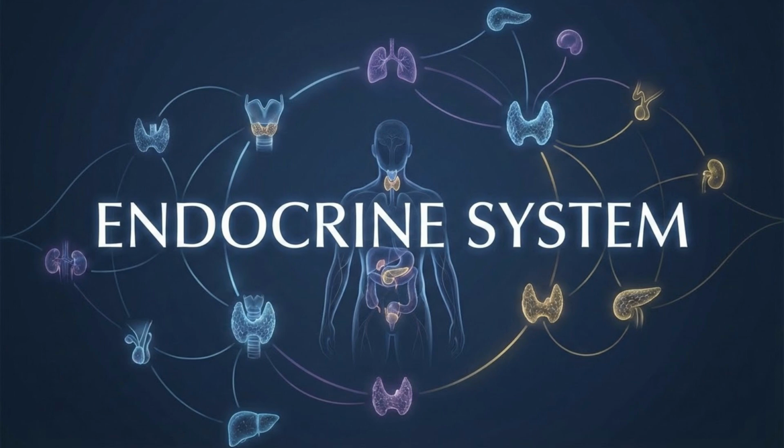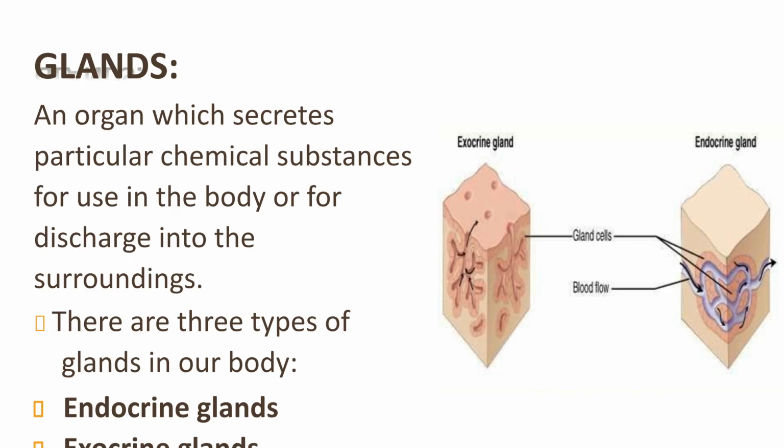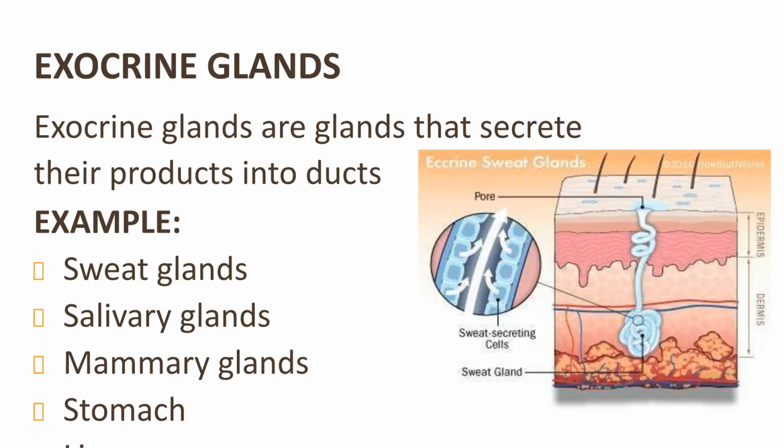This video will explore the endocrine system, focusing on the various glands and the hormones they produce. A gland is an organ that secretes particular chemical substances for use in the body or discharge into the surroundings. There are three types of glands: endocrine, exocrine, and heterocrine glands.